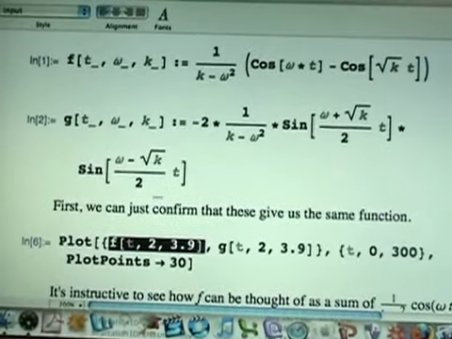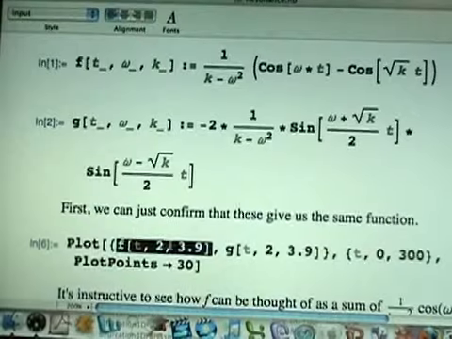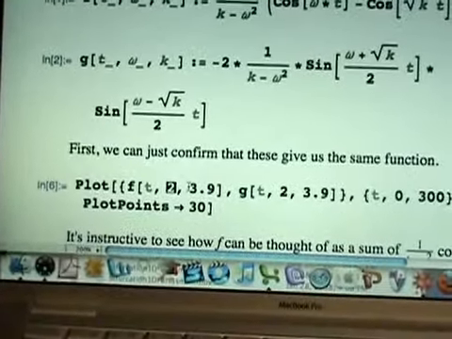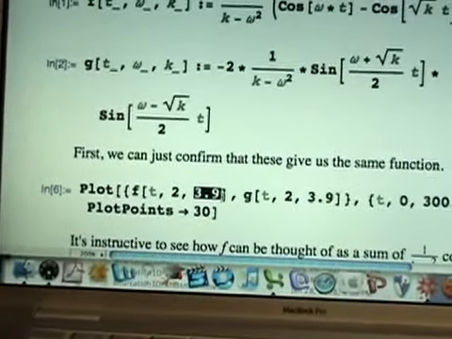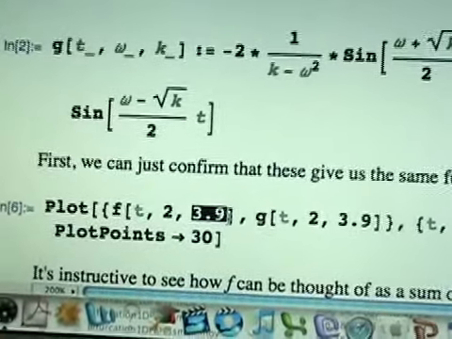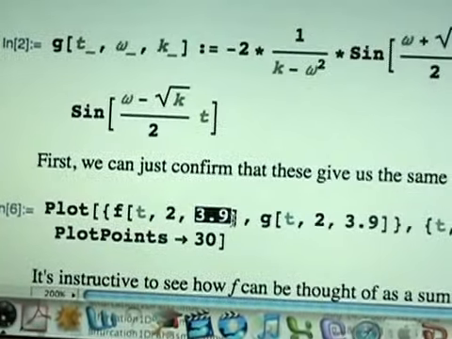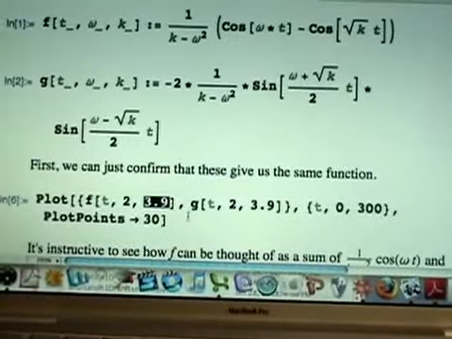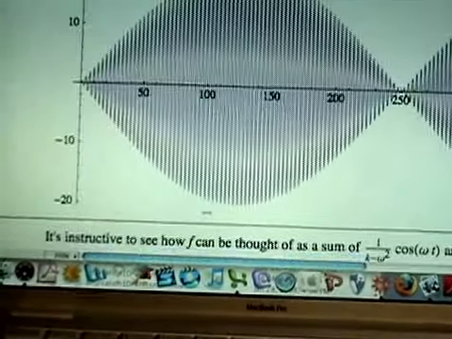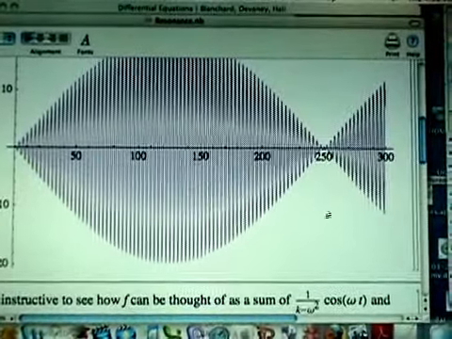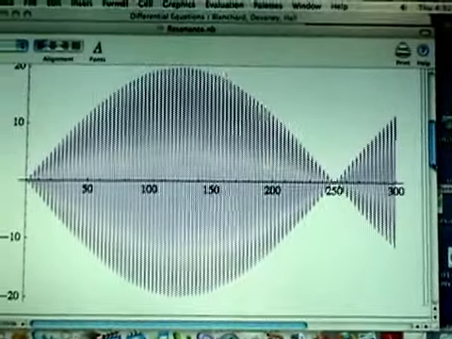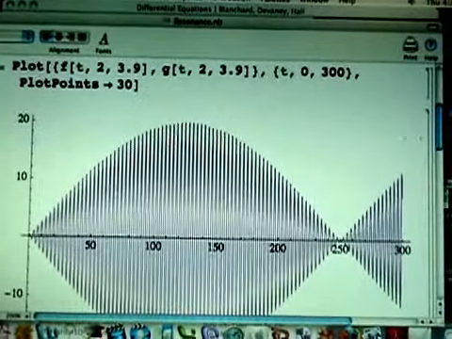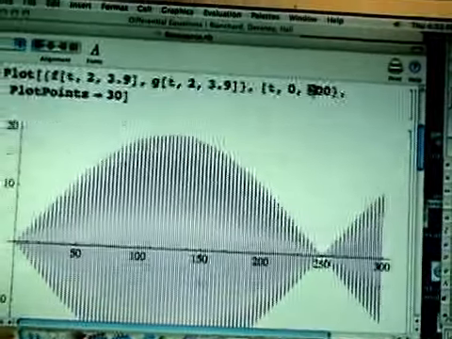For certain values of the parameters ω and k, I picked ω to be 2 and k to be 3.9, right there. Notice in doing so that I'm picking ω to be close to the square root of k, so that's going to be close to resonance. And this is an illustration of the so-called beating phenomenon. This is a graph of the solution to that initial value problem, and it goes on forever and ever with this kind of pattern.